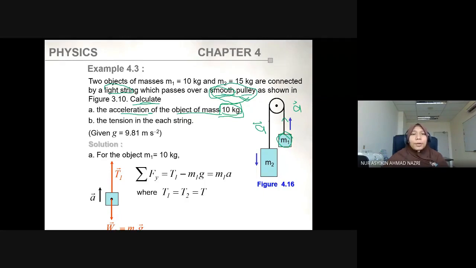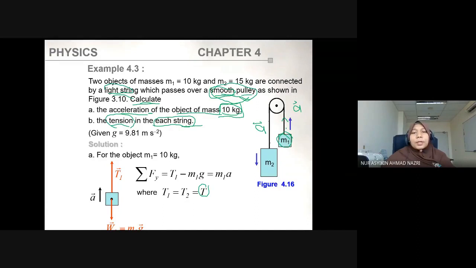Like the string is also very important to highlight. So for the case of a smooth pulley, your tension is the same when it is connected like this. As long as it's connected, there is only one tension but different in direction. Like this question, it says the tension in each string. Why does it say in each string? Tension, as I said, has the same magnitude but different in direction.